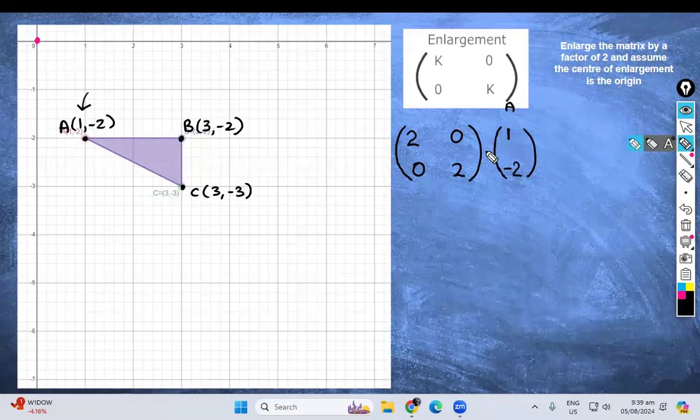Take this matrix, 2 0 0 2, and multiply it by point A and tell me what you get. You will get A prime, but I want you to physically do it. Let the minus 2 swing up to the top, walk it across, and get the 2 answers here for me.